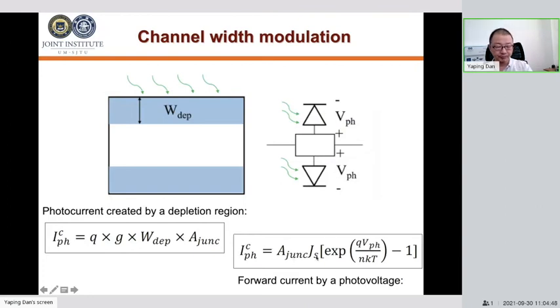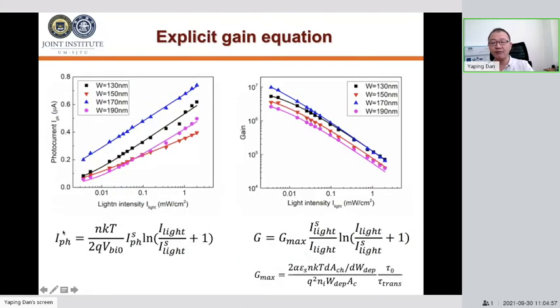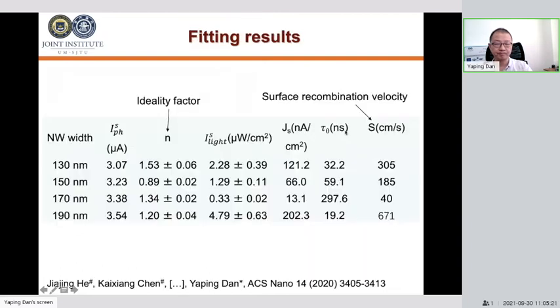We find the photovoltage dependence on the light intensity and the generation rate, and from there we can find the photocurrent as a function of light intensity, which follows a log scale. By doing that, we can fit the photocurrent as a function of light intensity perfectly, and we can also find the photogain as a function of light intensity, and we fit the experimental results very well. Based on this fitting, we can find a lot of parameters, in particular the excess minority carrier recombination lifetime and the surface recombination velocity.